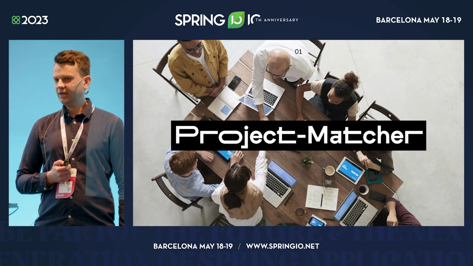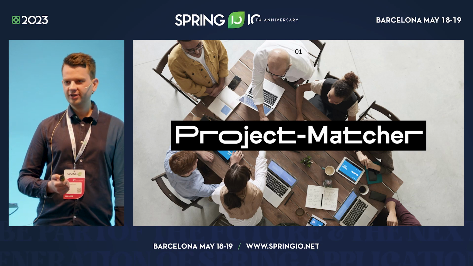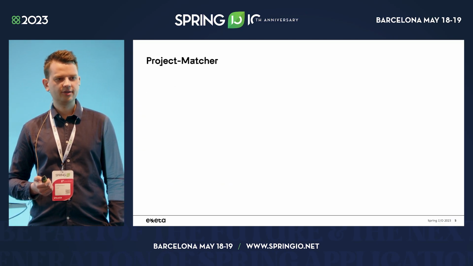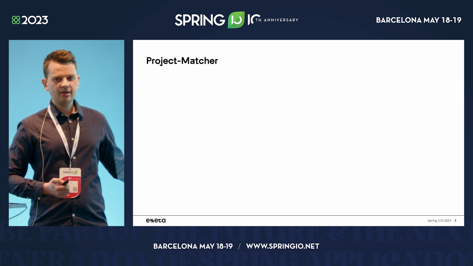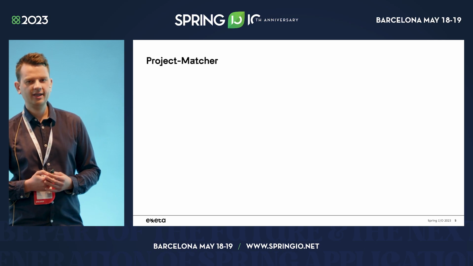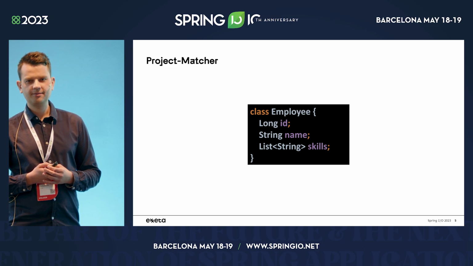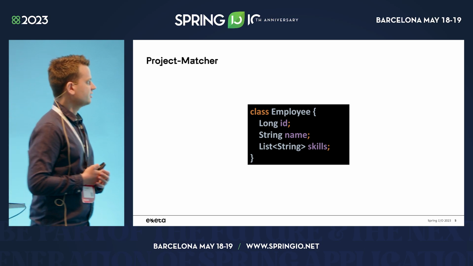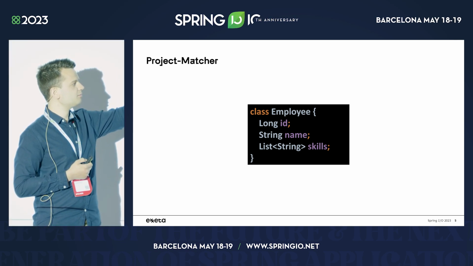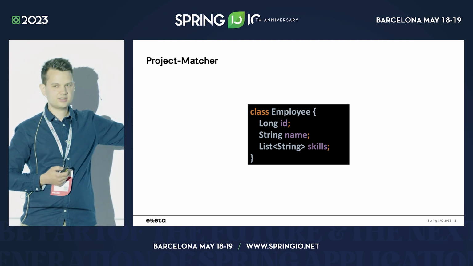When we started to implement the project matcher, like in every data science application, we first of all had the challenge to collect the data our recommender system is based on. So the first thing we did was to set up a data store. In our application, the data store is storing objects of the type employee. Here you can see the Java class, and you can see every employee in the company has an identifier, a name, and a list of skills, while in our application, every skill is just a string.